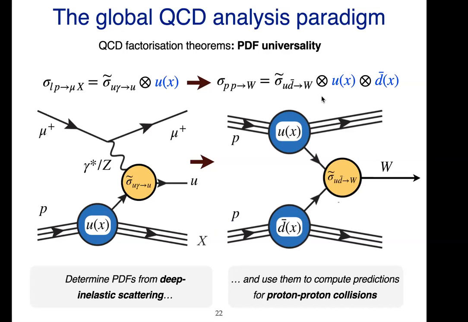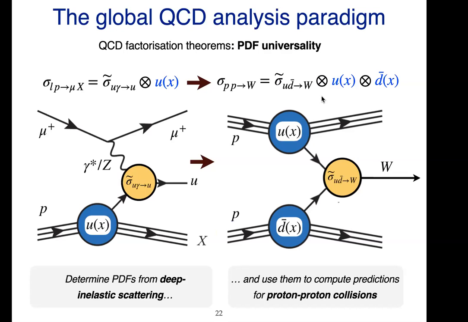Of course, these are a big simplification. In practice, you cannot really measure a PDF. You have to deconvolute them from the data, basically by solving the inverse problem. But this is the gist of the situation. This is how we extract the PDF. We take, say, data A, B, C. We interpret them in the context of QCD. We extract the PDFs, and then we use them to predict processes D, E, and F.